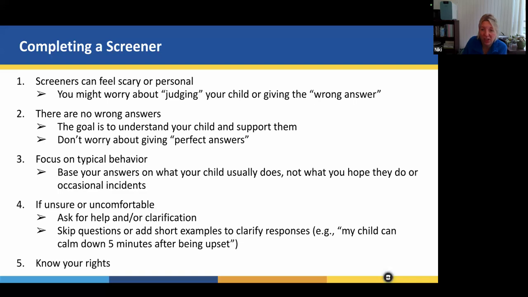And also, if you're not really sure or you want to give more context around your response, feel free to write in additional examples if that's helpful. And then you want to make sure that you know your rights, so your child's rights and your rights with regards to screening.